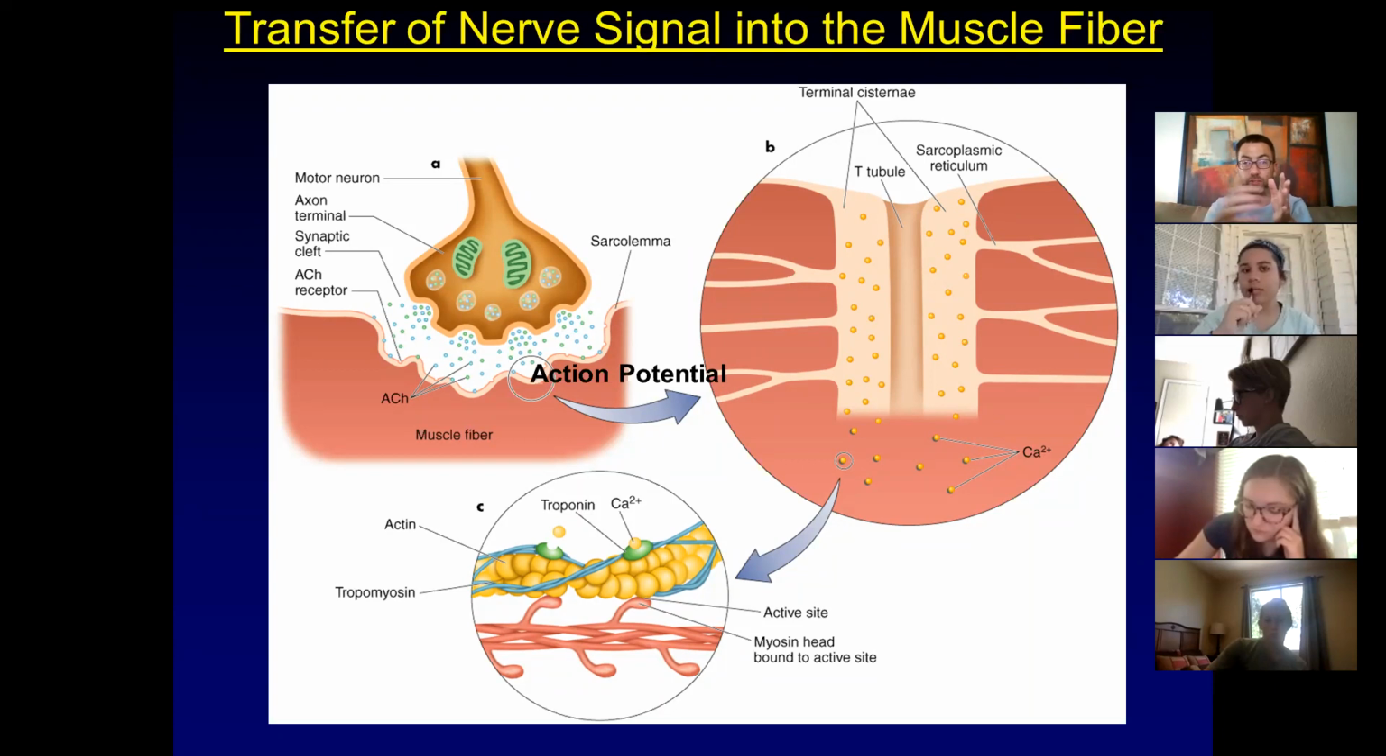So, fast signal on, fast signal off, and that way if you want to do a sustained contraction, the nervous system has to consistently keep sending more and more of these action potentials down and release more and more acetylcholine.